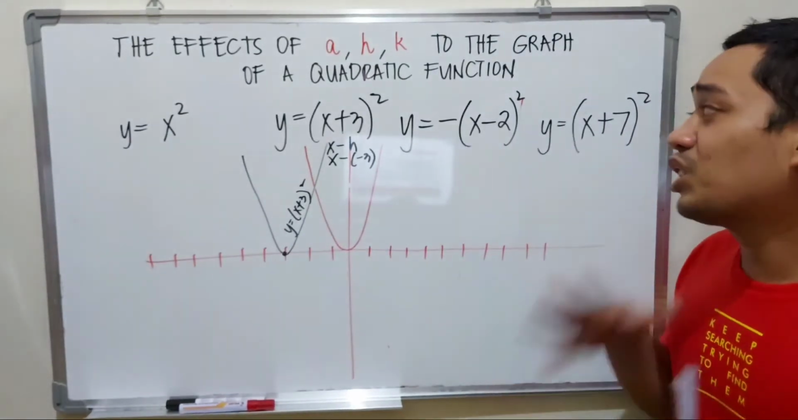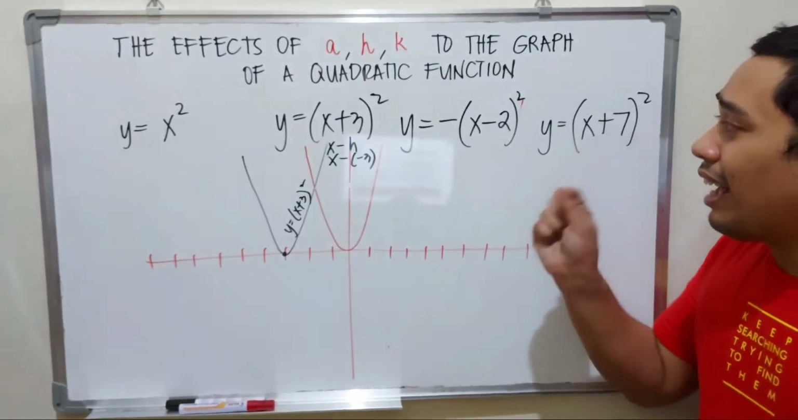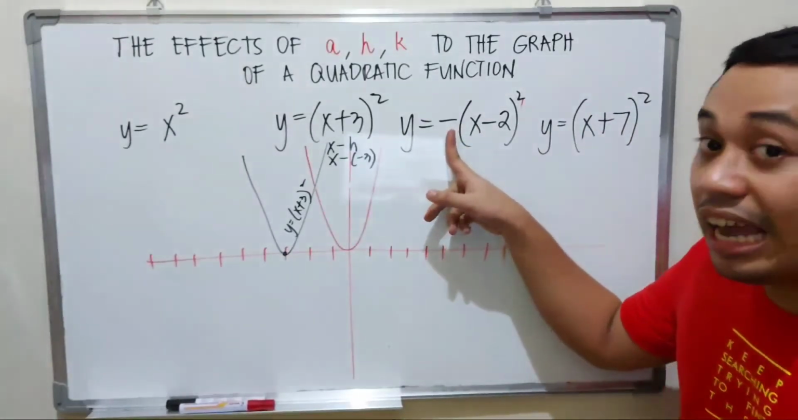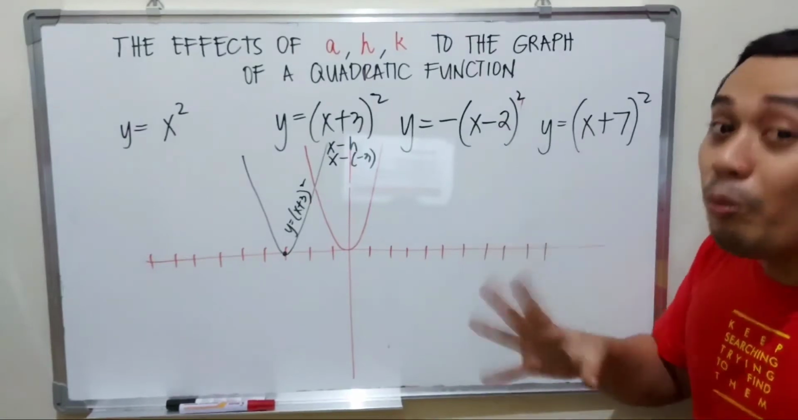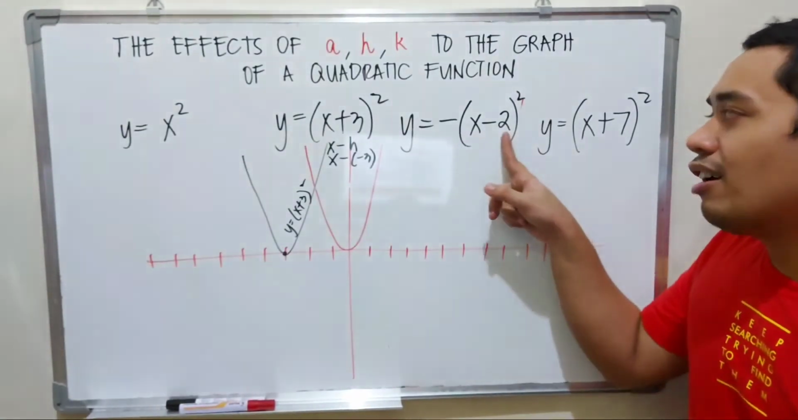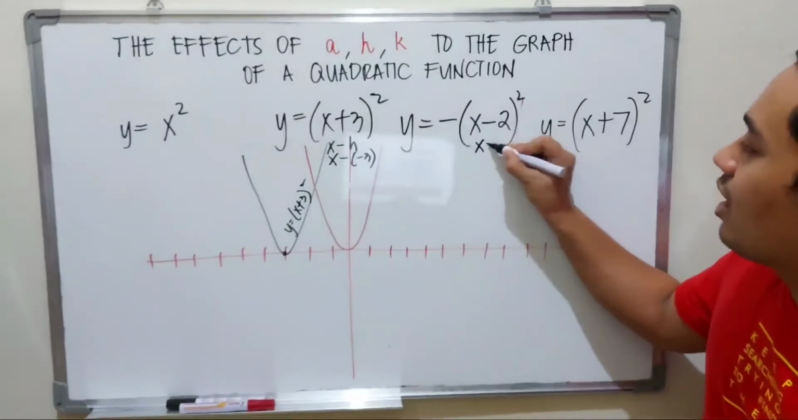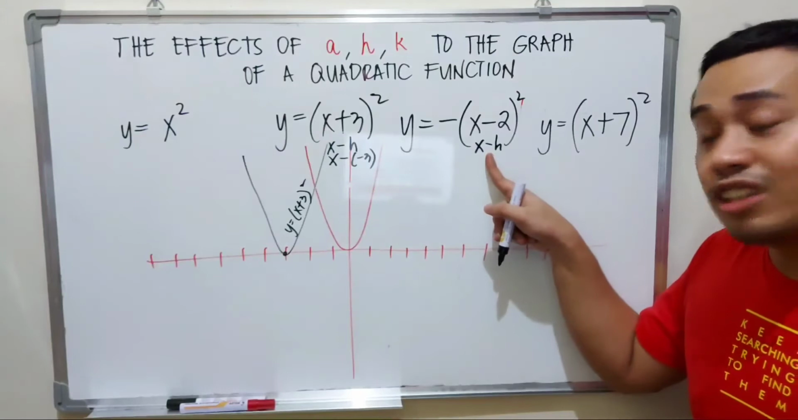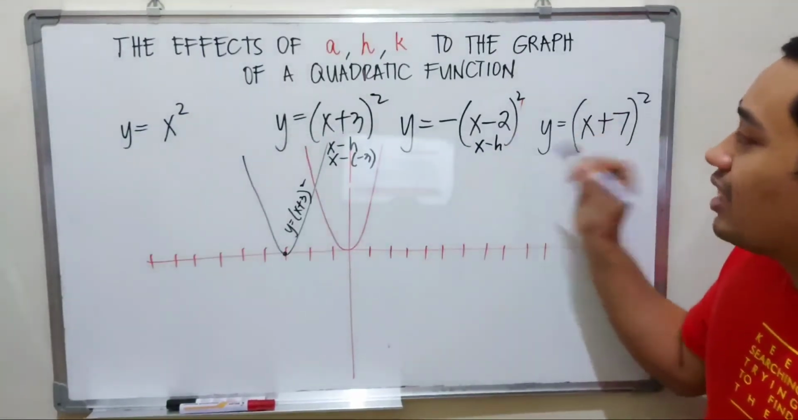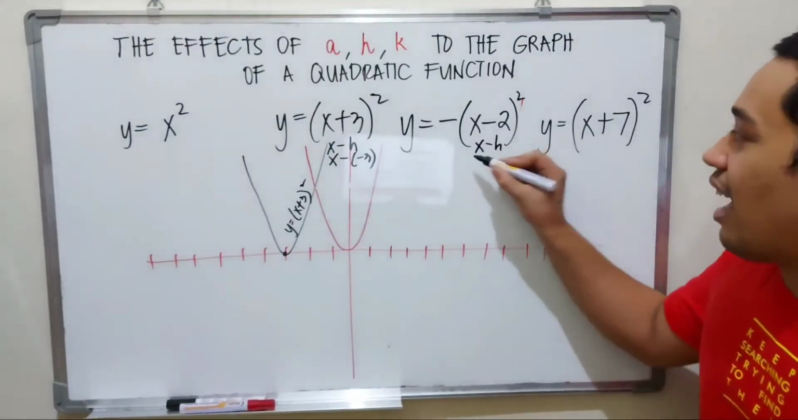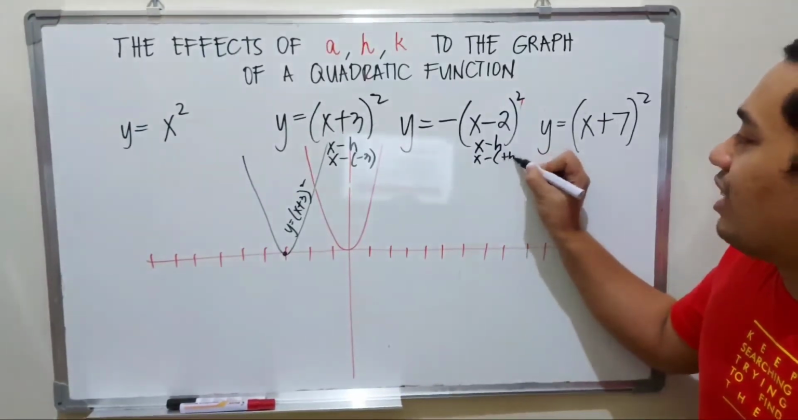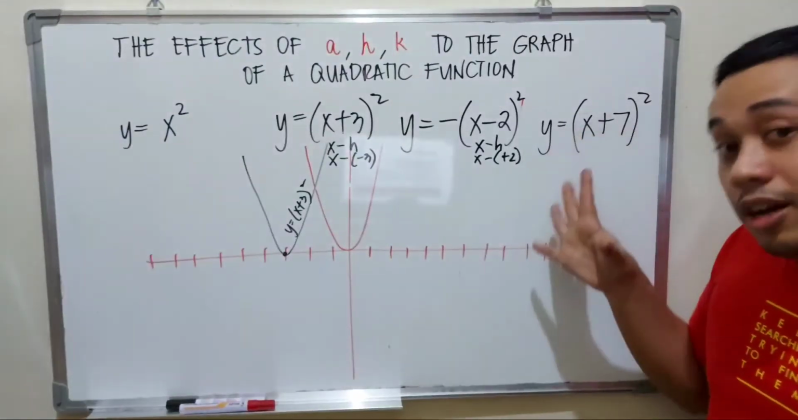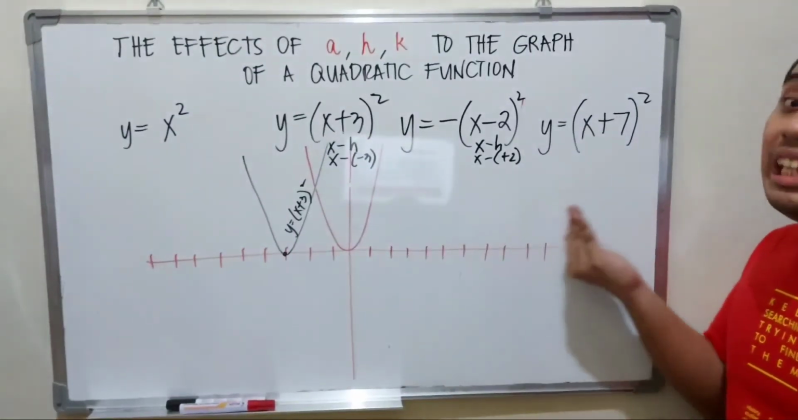Kapag pumunta naman tayo sa y is equal to negative x minus 2 squared, since meron kang negative na value ng a, it should open downward. Tapos, tignan mo lang yung x minus h. X minus h. Anong value ng h mo? Since parehas yung sign sa original na formula, we can say that positive yung value ng ating h. So, positive 2. Since positive siya, we will go to the right.